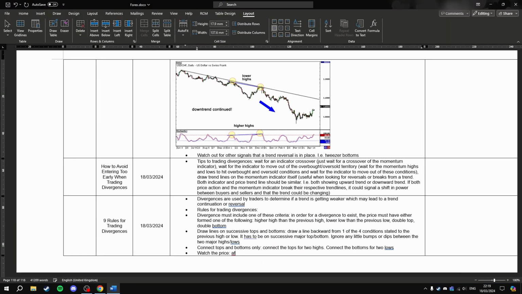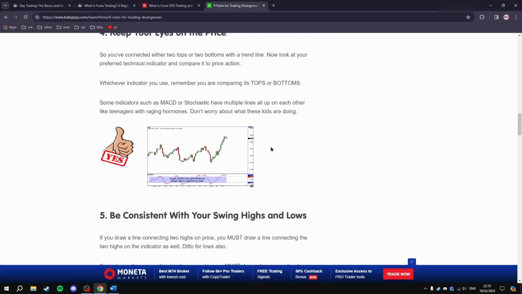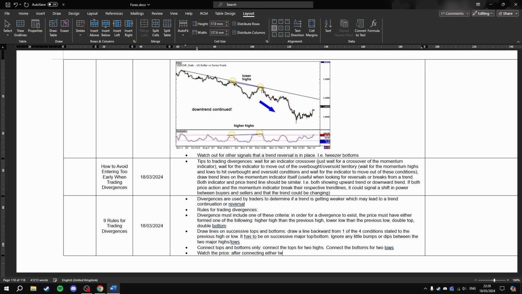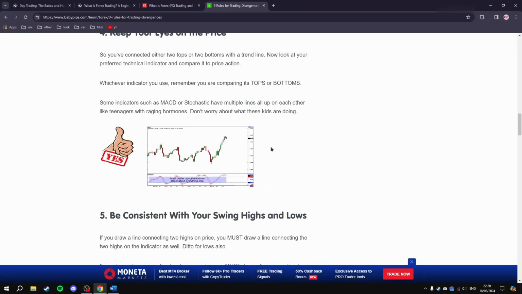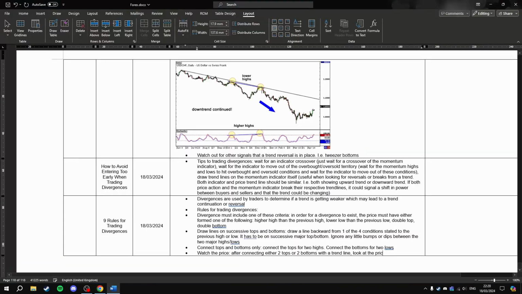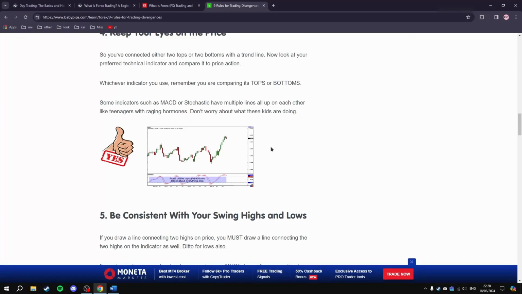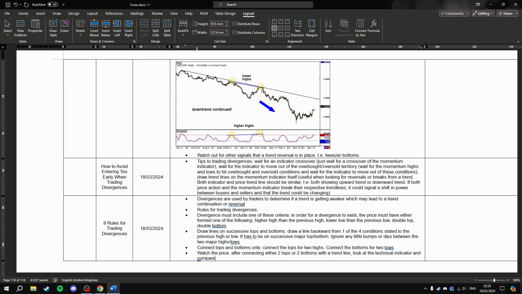So after connecting either two tops or two bottoms with a trend line, look at the technical indicator and compare it to the price action.